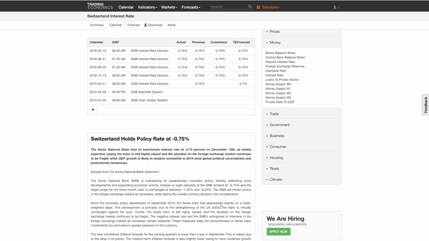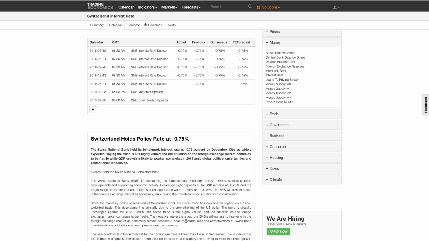right? Here it says the franc is virtually unchanged against the euro. Overall, the Swiss franc is still highly valued, and the situation on the foreign exchange market continues to be fragile. Negative interest rates and SNB's willingness to intervene in the foreign exchange market as necessary remain essential.